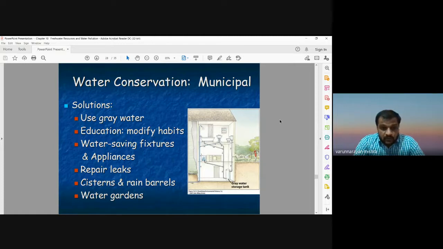We should work on repairing the leaks in our taps, in our pipelines, in the houses or society, and water gardens are required in that area to work on water conservation. These are some solutions. By applying these solutions, we can easily conserve the water in urbanized areas, in any municipal area, or in any city.